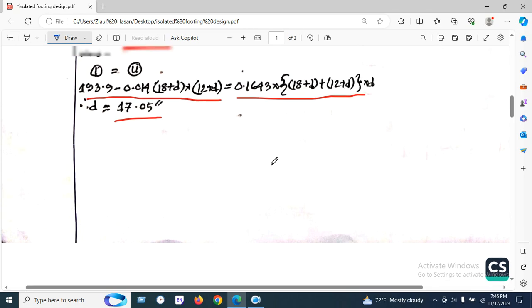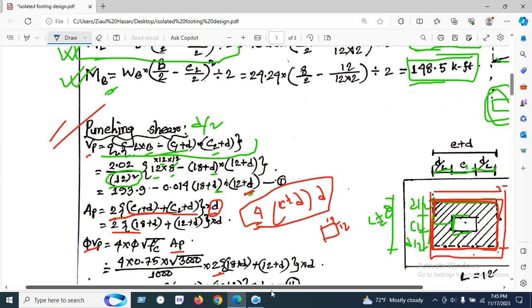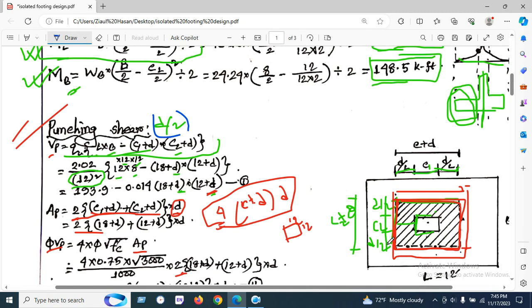On the other hand, for punching shear, punching shear always occurs within D by 2. Here is the face, here is the column, and D by 2 from the face. This is very important. D by 2 on the left side and D by 2 on the right side, or D by 2 on the upper side and D by 2 on the lower side. That's very important.